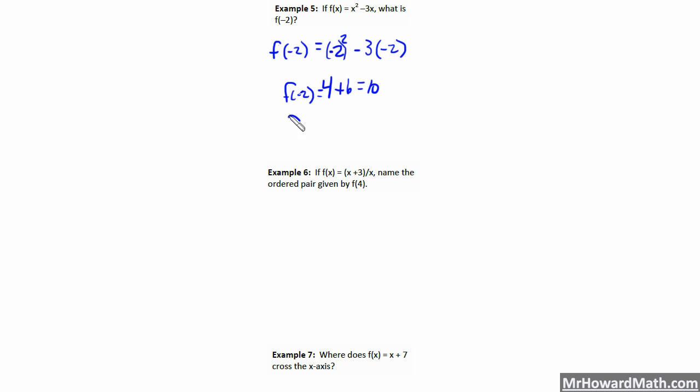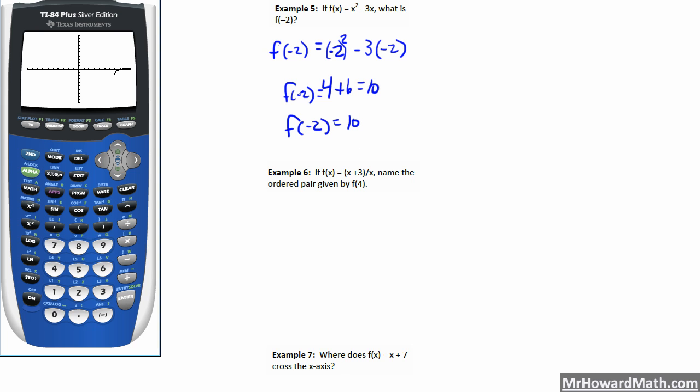So f of negative 2 equals 10. F of negative 2 equals positive 10, and we can type that in our calculator quickly here. Let's bring that up. Y equals, put in x squared, whoops, let's clear that out, x squared minus 3x, go in our table and find when x is -2, and we see we have a value of 10. So that all checks out. All right, let's move to example 6.